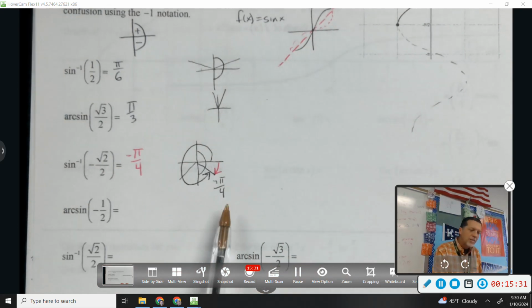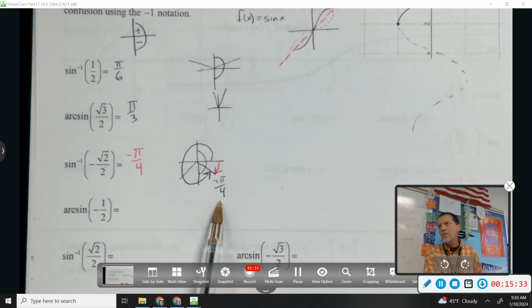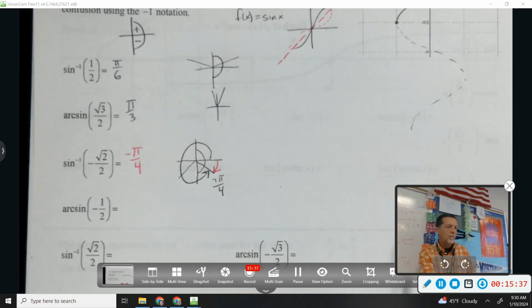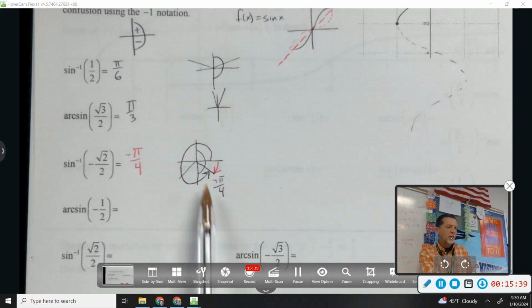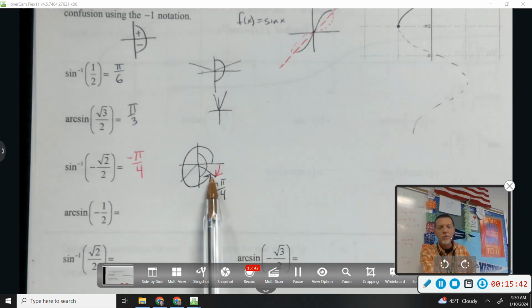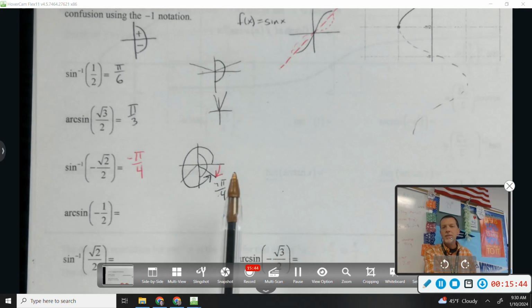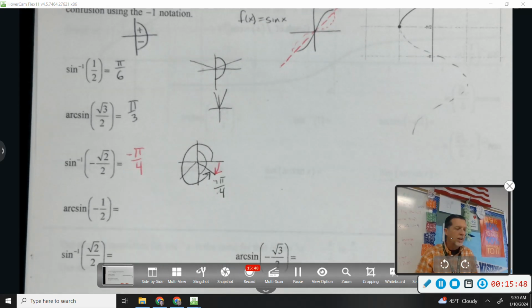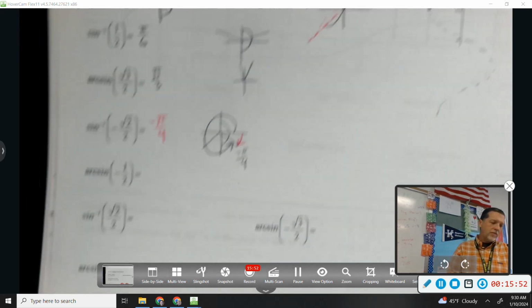And that is by far the most frequently missed type of question in this section, because they know it's over 4, they know it's in the fourth quadrant because that's negative, but someone's going to say 7 pi over 4 instead of going the short and easy way. So how about inverse sine of negative 1/2?